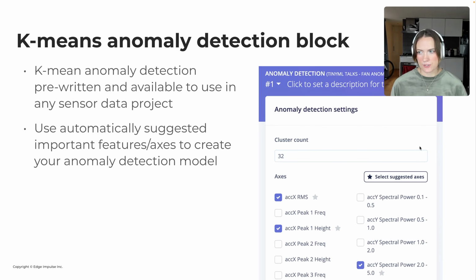The K-means anomaly detection block is pre-written and available to use in any sensor data project in the Edge Impulse Studio. You can use your automatically suggested important features from the Feature Importance Explorer and those axes to create your anomaly detection model really easily and quickly. So you'll see here in the screenshot on the right, the features that have been automatically suggested to us as most important from the feature importance tool have been starred in gray. And you can select these suggested axes all in one click within the Edge Impulse tool.